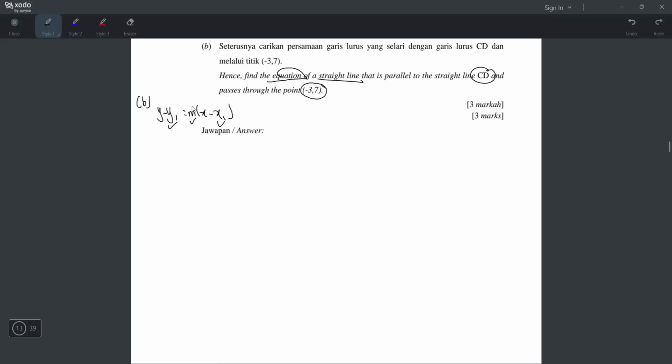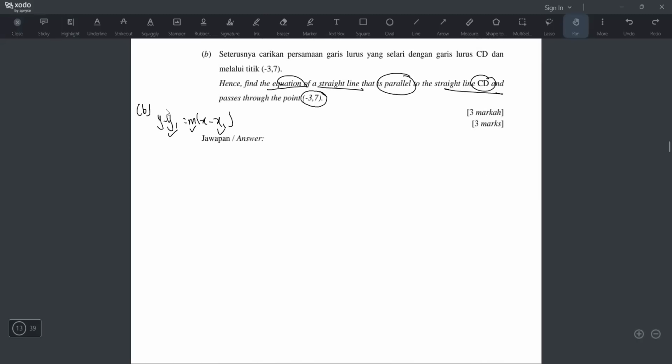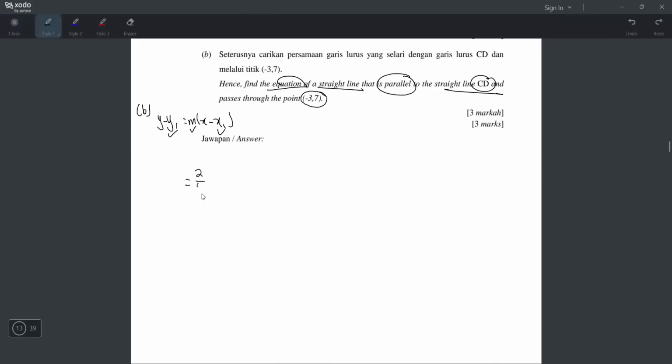Tapi gradient tu kena ganti apa gradient? Okay, they said parallel to straight line CD. It means gradient saya sama dengan gradient CD. So let's tengok balik apa gradient CD. 2/5. So gantilah. Means M boleh ganti 2/5 lah. And then for the Y minus Y1 and X minus X1, I ganti this point. So Y minus Y1 means Y minus 7. X minus X1 is X minus negative 3. So dia jadi X plus 3.